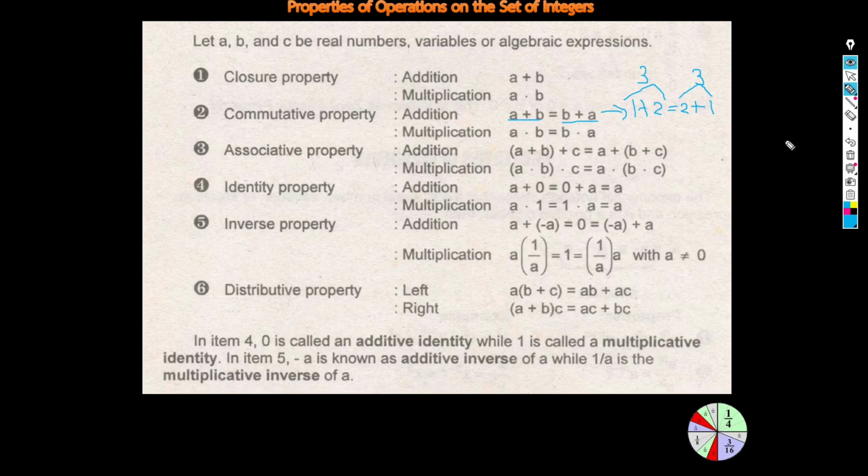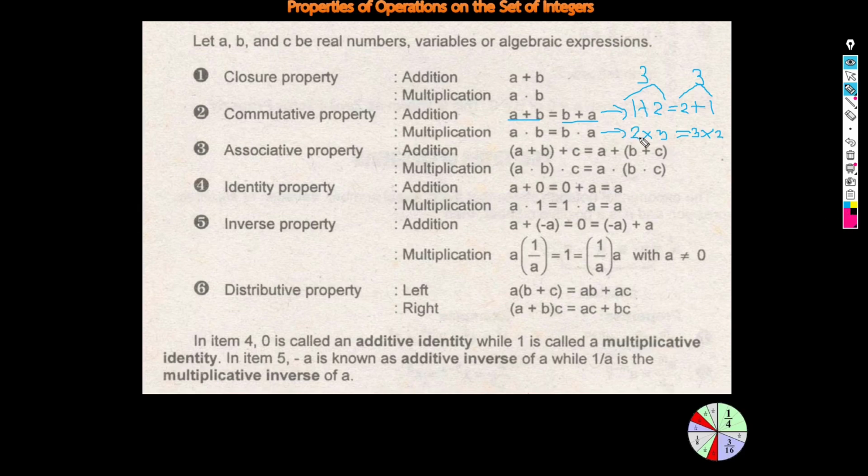So whatever the arrangement of the numbers being added, it will give you the same total or sum for the two numbers. That is what we call the commutative property in addition. Now for multiplication, it's also like this: A times B is equal to B times A. For example, 2 times 3 is equal to 3 times 2, right?